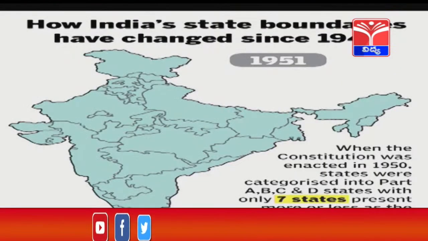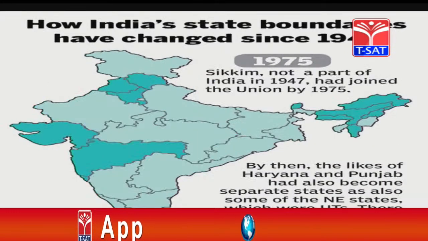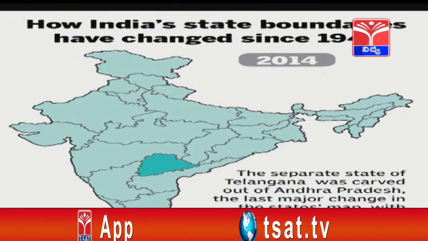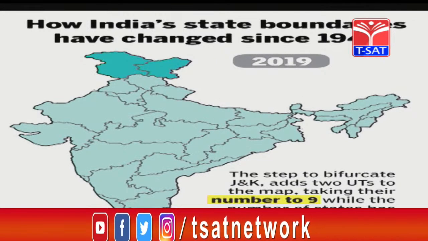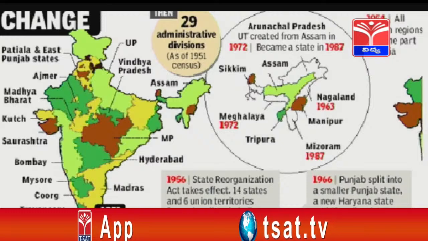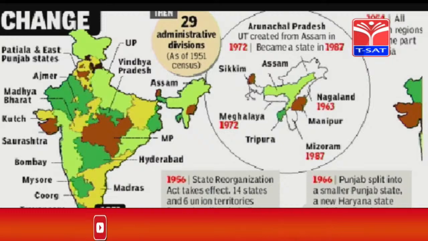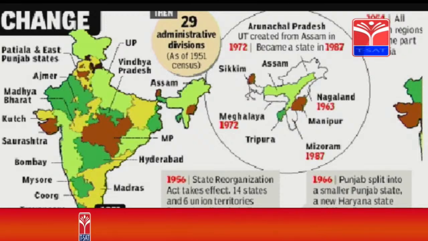Let us see some extra information on the screen and how states were created in different years. This is how India was in 1951, 1956, 1975, 2000. In 2014, Telangana came into existence. In 2019, Kashmir was included into Indian territory. Different years, different states have come into existence. Students, this is detailed information of different states and the years in which they were formed. The State Reorganization Act took effect in 1956. Since then till 2019, this is the status of how Indian states have come into existence.